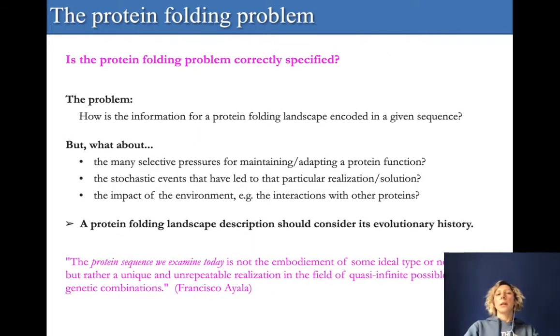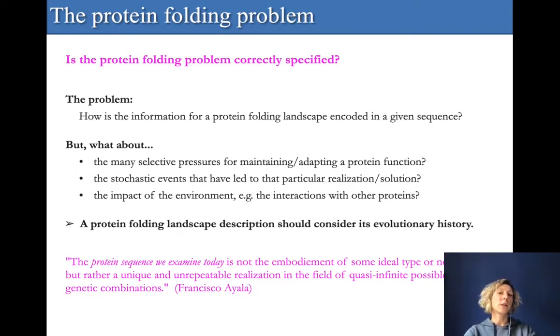So then we may ask, is the protein folding problem correctly specified? How is the information for the protein folding landscape encoded in a given sequence? That's really the question we're trying to ask. We assume that we have this sequence that encodes information to fold the protein and determine the 3D structure, and that there is a code, there is a way to find this 3D structure. So what about the many selective pressures for maintaining and adapting a protein function?